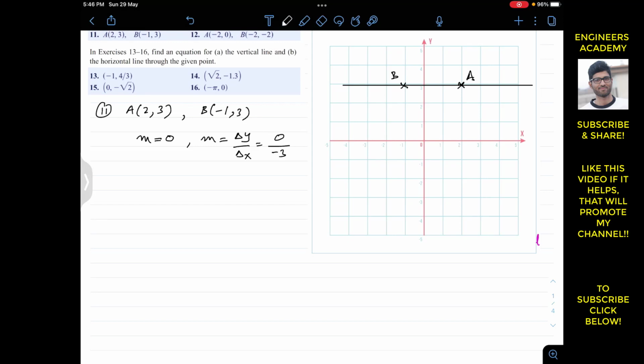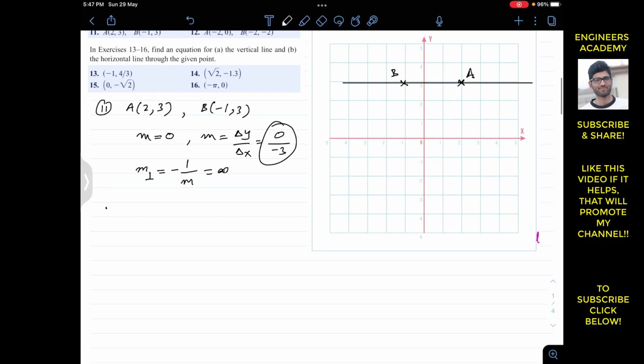And now if you want to find the slope of a line which should be perpendicular to this, that will be again equal to the negative reciprocal of the slope of that line. If the line is perpendicular to a horizontal line, its slope is directly equal to undefined, right? If we take the reciprocal of this, it will be minus 3 divided by 0, and that will give us undefined.